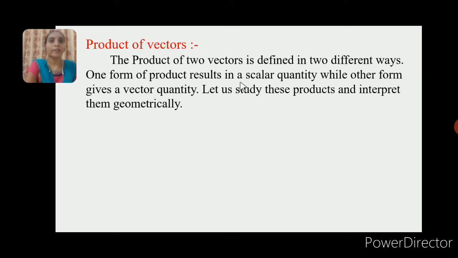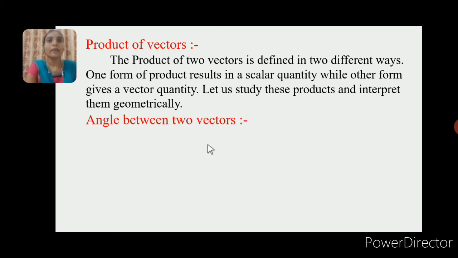Hello students, in the previous video we have seen examples on exercise 5.2. Today we are going to the next part, product of vectors. The product of two vectors is defined in two different ways. When the result of the product is a scalar, the product is called scalar or dot product. If the result is a vector, then it is called vector or cross product.